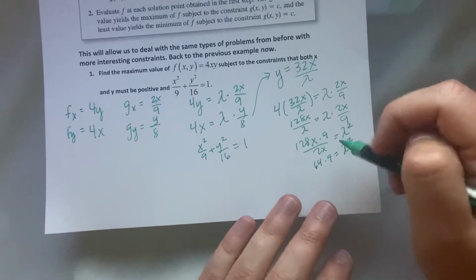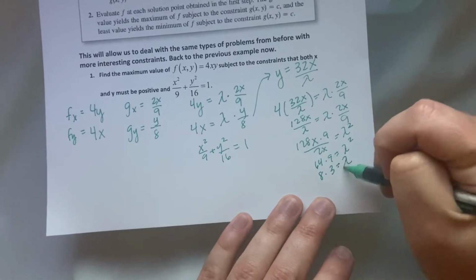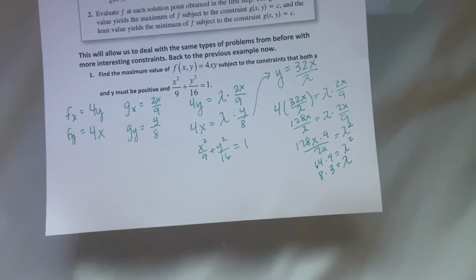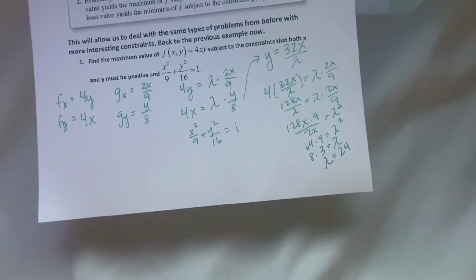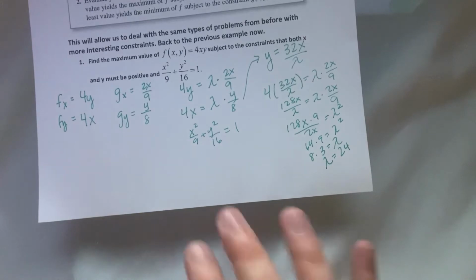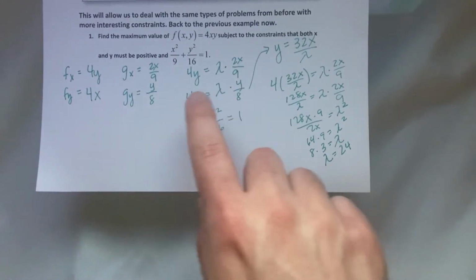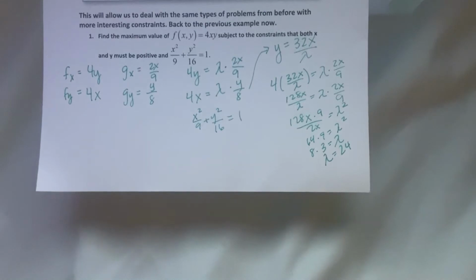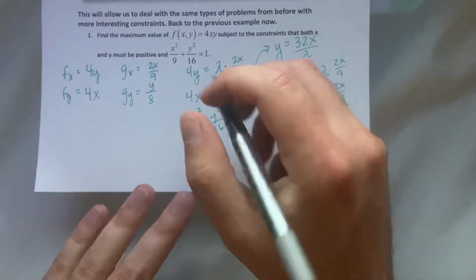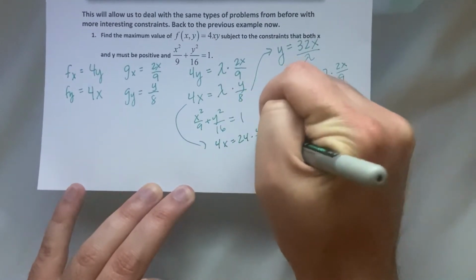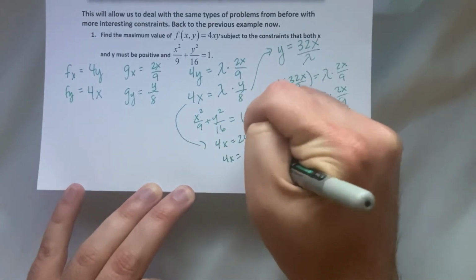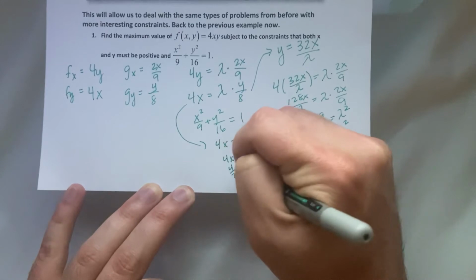If I take the square root of both sides, this should be 8 times 3 equals lambda, which means lambda is 24. I only took the positive one because x has to be positive each time. Lambda can't be a negative multiplier because that would imply opposite signs here. So if lambda is 24, we can substitute it back in. We get 4x equals 24 times y over 8. So 4x equals 3y, which means 4/3 x equals y.